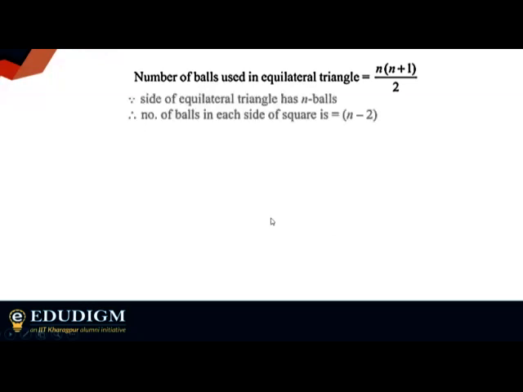In the first row, there's one, and then there's two, three, etc. So if I assume that there are n rows, which is actually the side that we are considering, this is the number of balls we are using for making the triangle. So the side has n balls. So what will the square have? The square will have n minus 2 balls in each side.